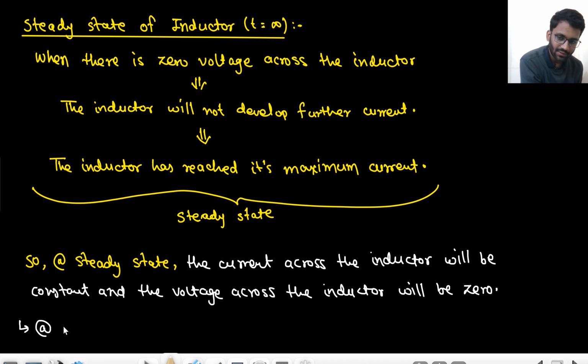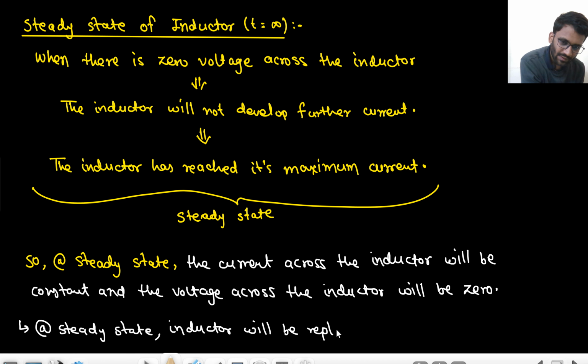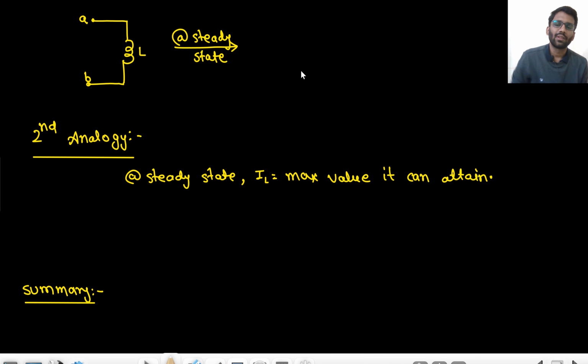That means at steady state the inductor will be replaced by short circuit. Did you get my point? So at steady state we'll be replacing it with the short circuit. No matter how much current it is having, it will be having 0 voltage. Because of that, we will be replacing it with a short circuit.